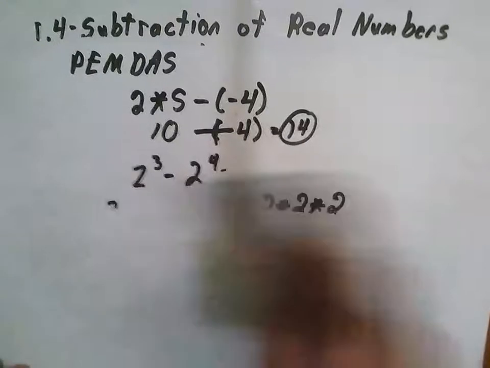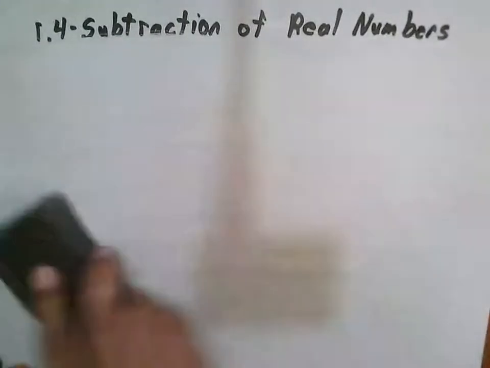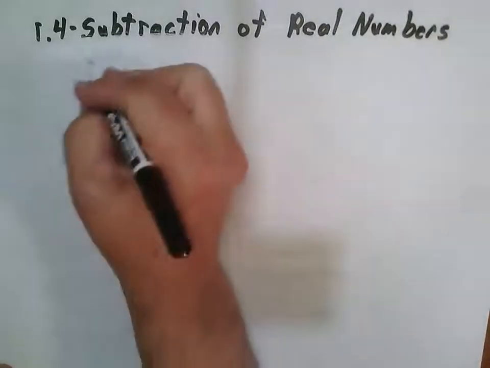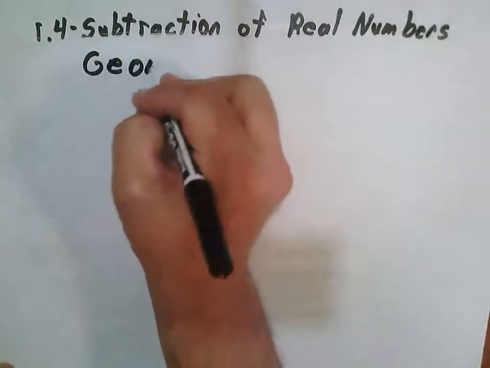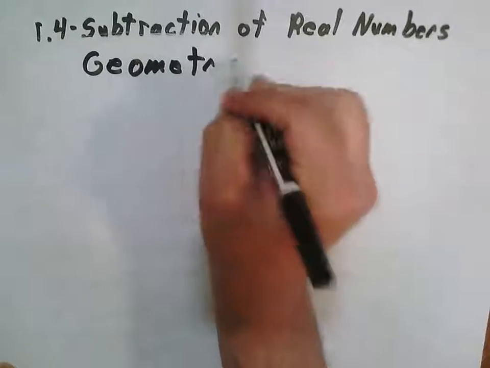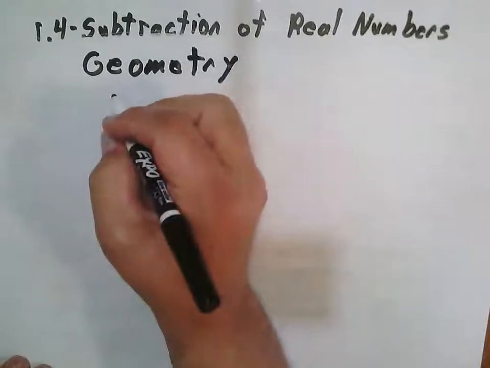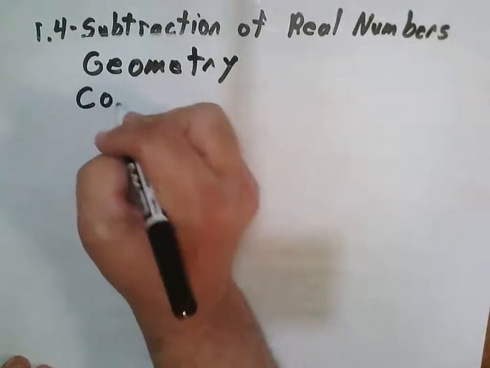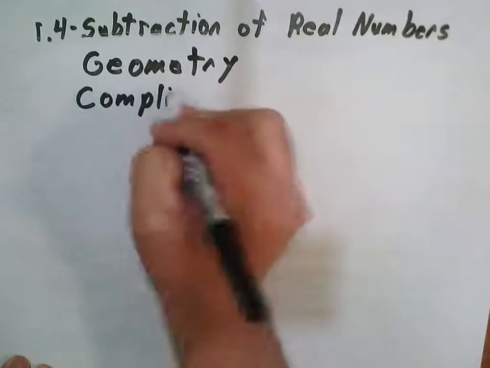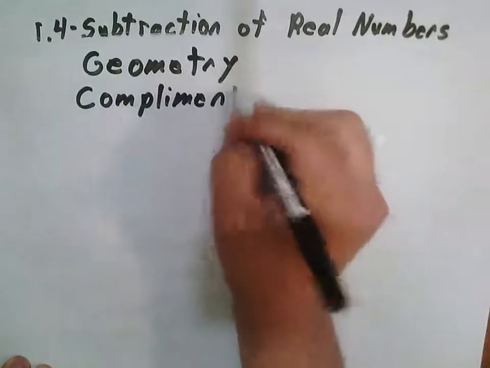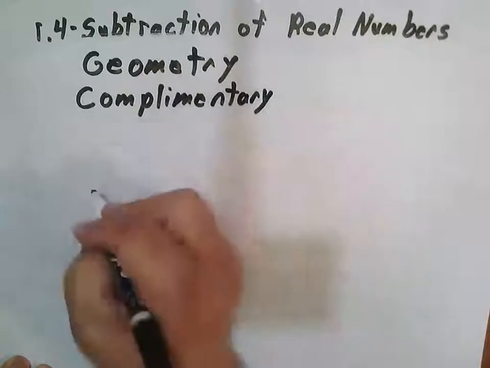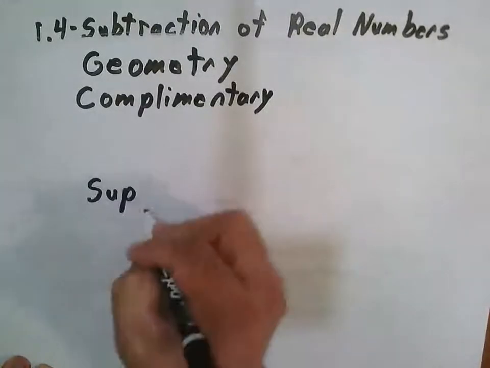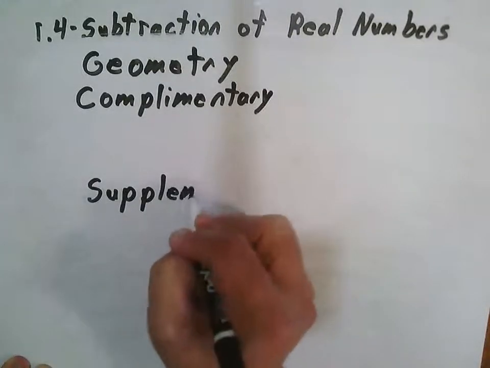And the last thing that we're going to cover in this section is a little bit of geometry, and we don't do a ton in here, but we do just a little bit. We do some now and then later on, I think in chapter 2. So anyway, the main thing that we're going to go over now is complementary and the other one is supplementary. These are our two types of angles.